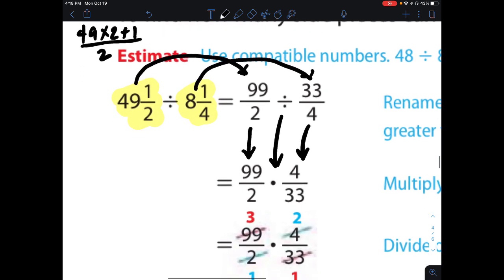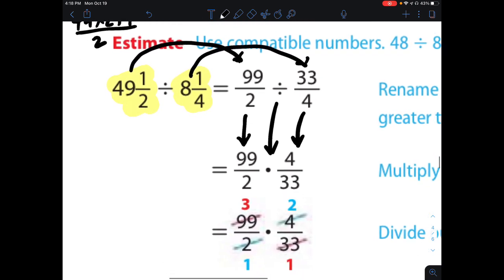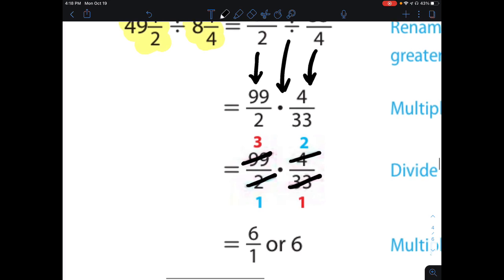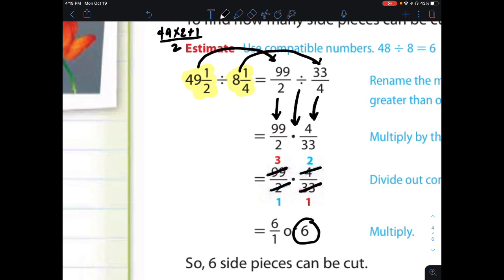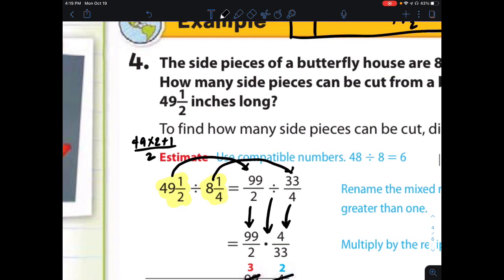And we start cross canceling. The greatest common factor of 33 and 99 is 33, so 33 divided by 33 is 1. 99 divided by 33 is 3. The greatest common factor of 2 and 4 is 2, so 4 divided by 2 is 2. 2 divided by 2 is 1. We simply multiply straight. So 3 times 2 is 6. 1 times 1 is 1, so it's 6 over 1. 6 over 1 is the same as 6. So you can actually make 6 side pieces out of that 49 1/2 inch board.